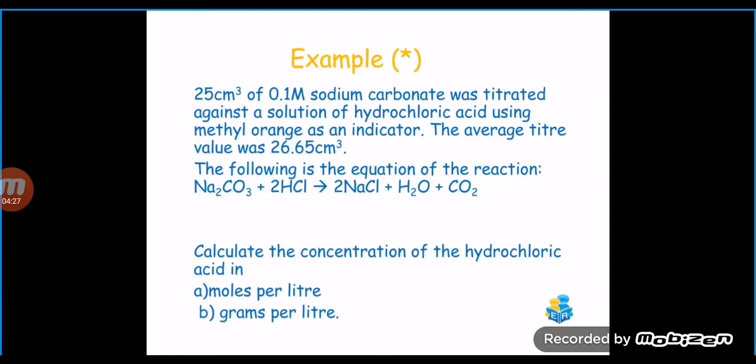So here we have the same question that we did using the formula method, so let's try it now with first principles. So step 1 is to find the moles of your standard solution in your titre volume. Our standard solution is Na2CO3, the sodium carbonate, and we use 25 centimetres cubed of it. Now, we know that we have 0.1 moles of it in a litre.